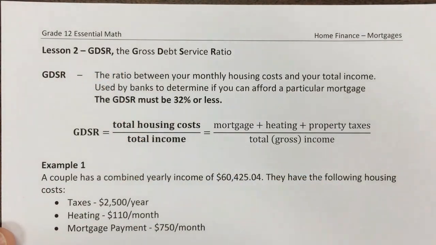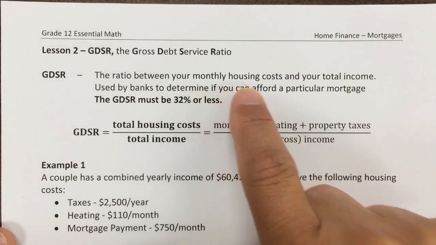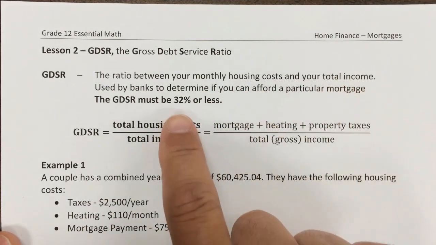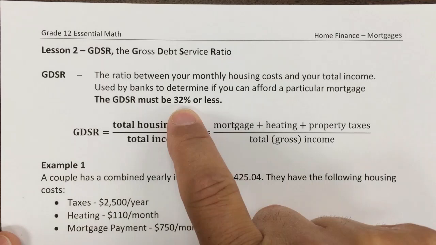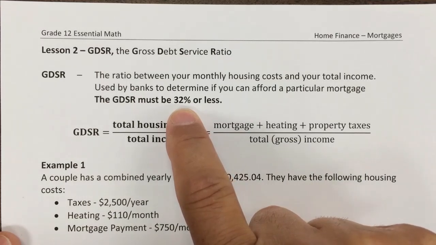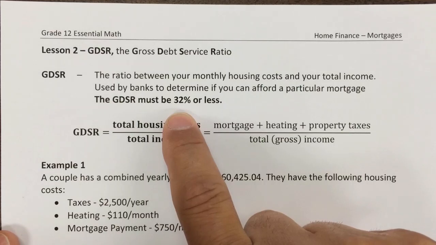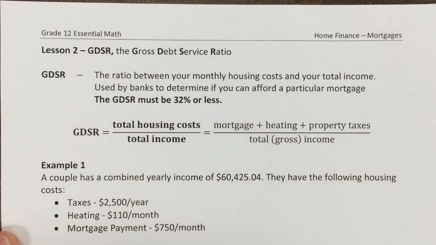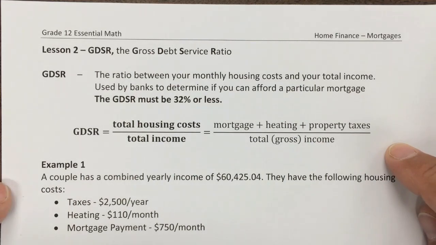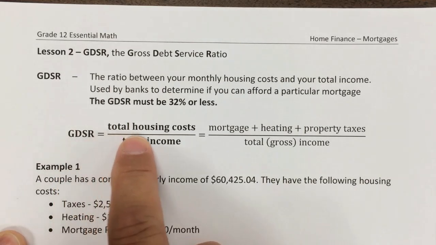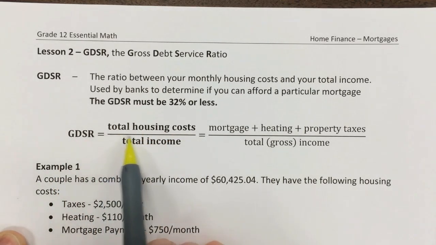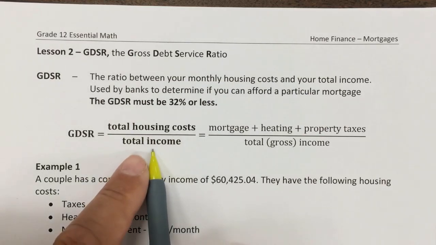In lesson 2, we're going to take a look at the GDSR, or what's known as the gross debt service ratio. This is a ratio between your monthly housing costs and your total income. As a general guide, if your GDSR calculates to 32% or less, you're in a pretty good financial position. If it is 32% or more, then it's likely too great a value for your income to sustain. So the formula looks like this. The GDSR is your total housing costs, and then the fraction line means divided by your total income. So that's the idea behind it.